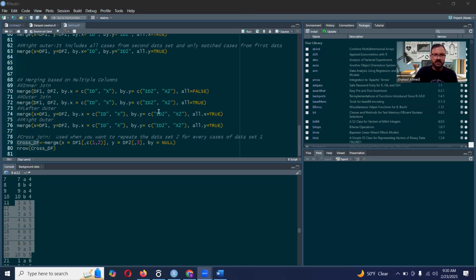So these were all about merging different data sets. If you have any questions related to merging data, you can always write in the comment section.